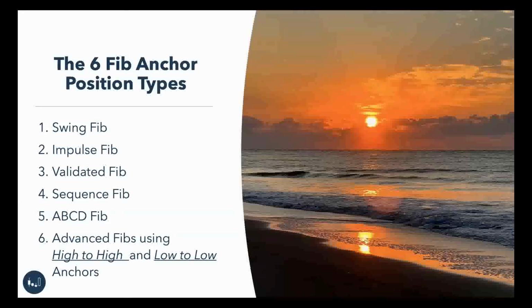So here are the 6 Fib anchor position types we're going to look at today. The first and foremost that everybody and their brother knows is called the swing Fib. But then we're going to dive a little deeper. We'll look at an impulse Fib, a validated Fib, a sequence Fib, something that's called the ABCD Fib. And there's a lot of information on the internet about ABCDs. And there's not necessarily one right way or correct way to do that, but there's certainly better ways than others to come up with your ABCD levels. And then advanced Fibs, which is kind of a little known technique of using high to high anchors or low to low.